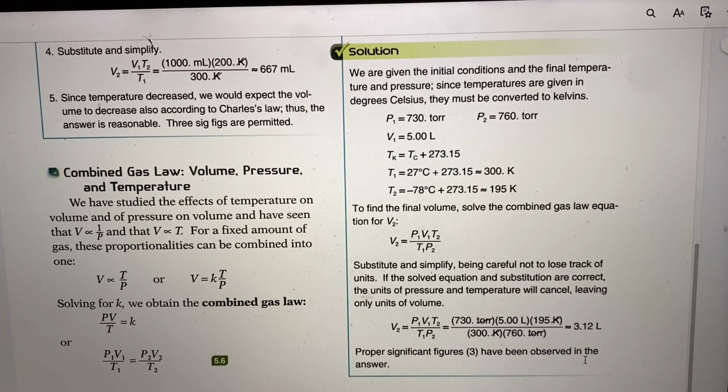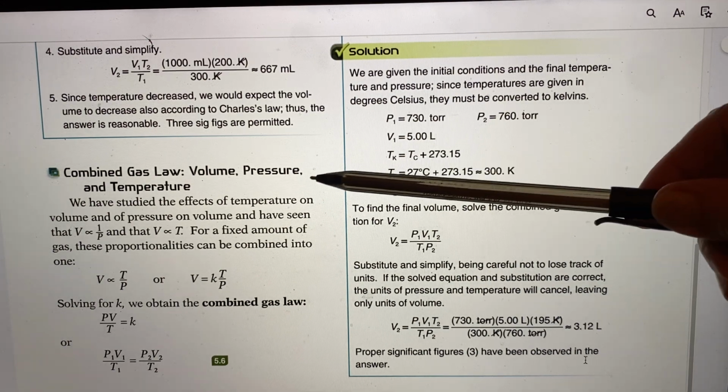Chemistry book, and we're in chapter 5, section 3. We're going on to the different laws that apply to gas. Now we get to part 2. We're going over these different laws, and there's the combined gas law.